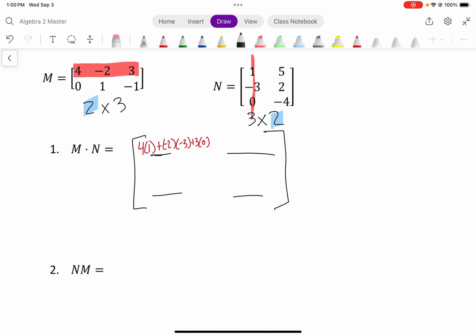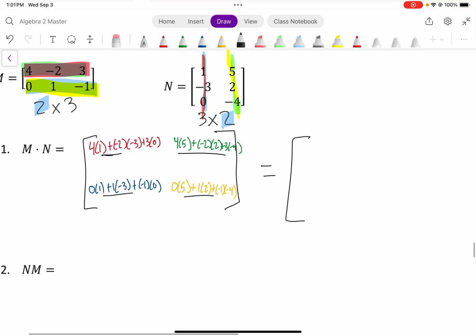To get into that top right piece, I'm still going to take row 1 because it's still in row 1 at the end. But now I'm going to do column 2. So I have a 4 times 5 plus -2 times 2 plus 3 times -4. The bottom left starts off with row 2 times column 1, 0 times 1 plus 1 times -3 plus -1 times 0. And then row 2 times column 2 is going to give me 0 times 5 plus 1 times 2 plus -1 times -4. This is the full every single step process.